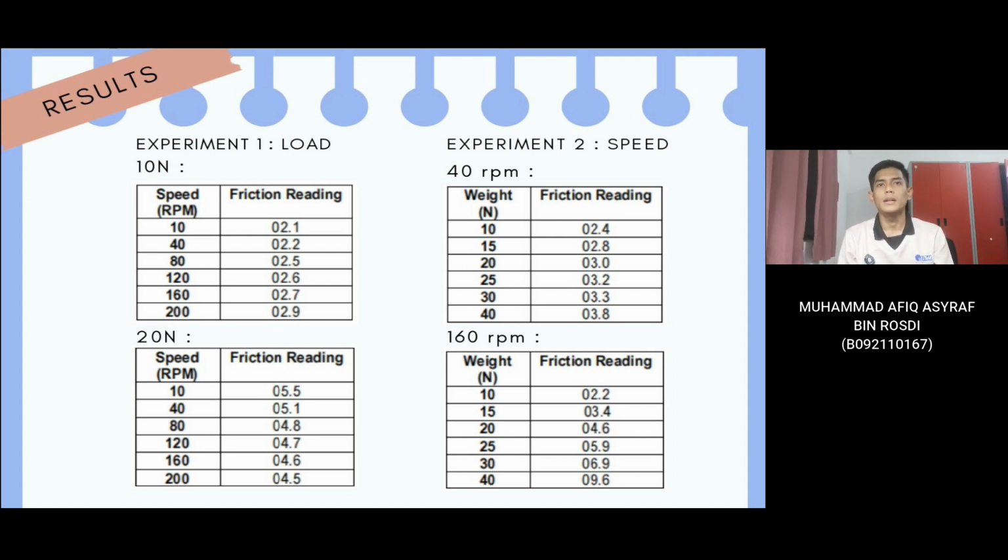Next, let's explain about the experiment 2 result. Experiment 2 uses a constant speed, which is 40 RPM and 160 RPM, but changes the weight starting from 10 Newton and ending with 40 Newton. The results show that the friction reading increased from time to time.